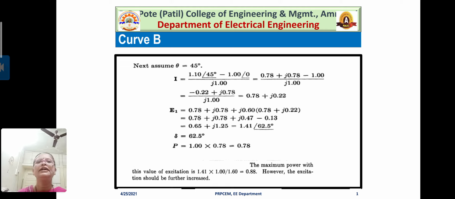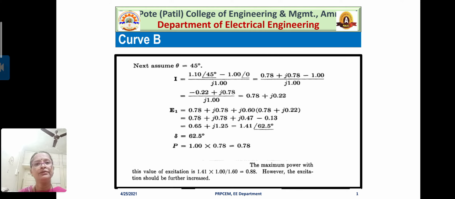Calculate current I, calculate E1. Once we know I, we can easily calculate E1, and it is found to be 1.41 at an angle of 62.5 degrees. So obviously delta is 62.5 degrees. I know all these values. Power is simple, V I. It is again reference voltage 1, current I is 0.78, so P is 0.78. But we are interested in the steady state stability limit.